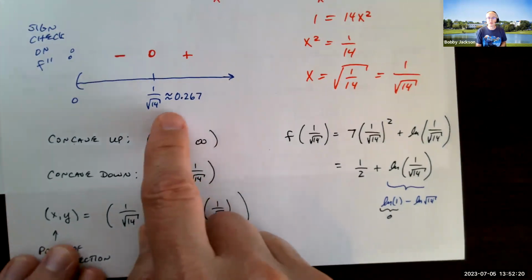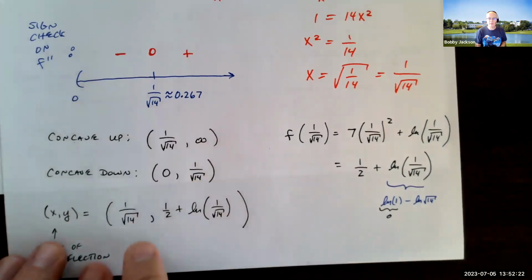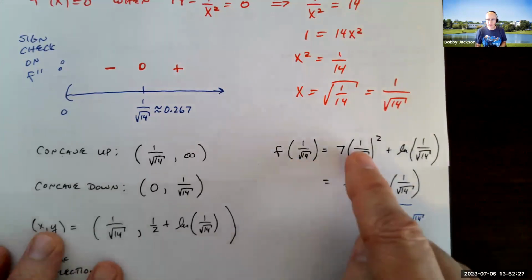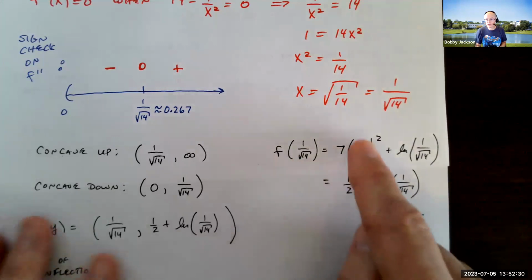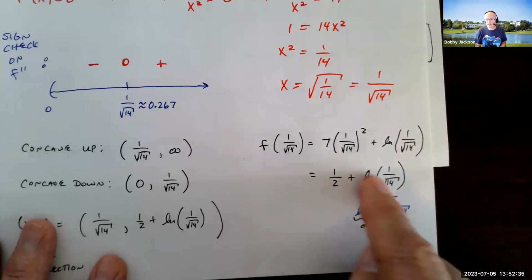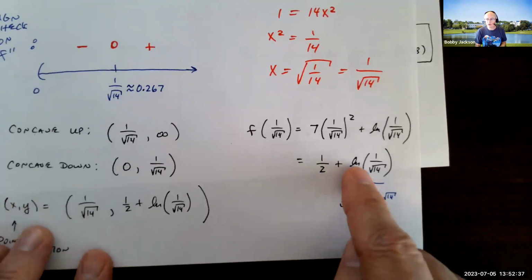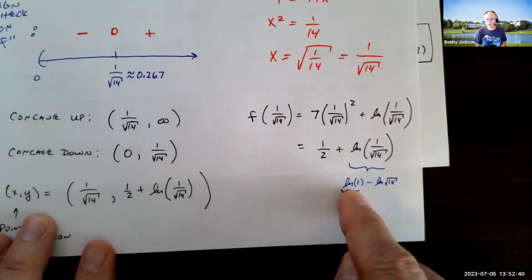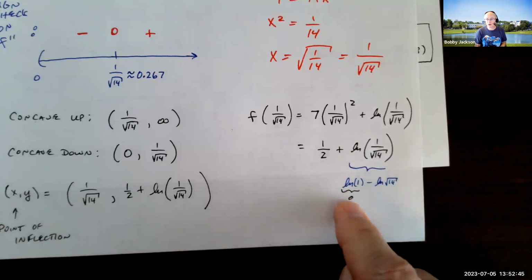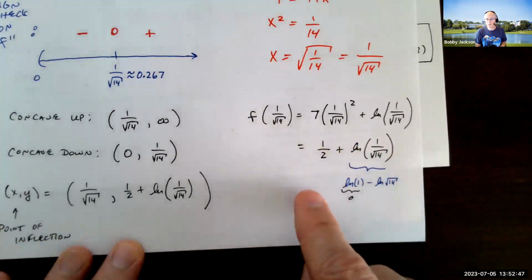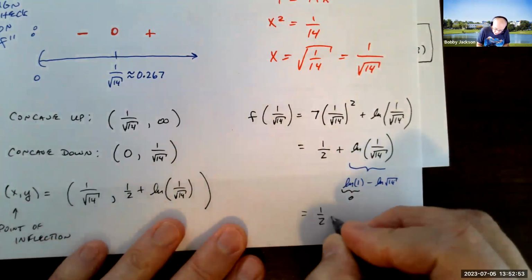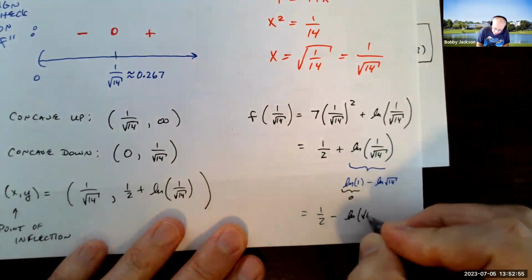And then the point of inflection, they want both the x and y coordinate. So we have the x coordinate. I just plug into the function, and we get this: the square root of 1 over the square root of 14 is 1/14th. I get 7/14ths, which is a half, plus the natural log of this stuff. I think it's okay to leave it in this form. You could use properties of logarithms to rewrite this as the natural log of 1 minus the natural log of the square root of 14, and the natural log of 1 is 0. So you could just write this with 1/2. This is also equal to 1/2 minus the natural log of the square root of 14.